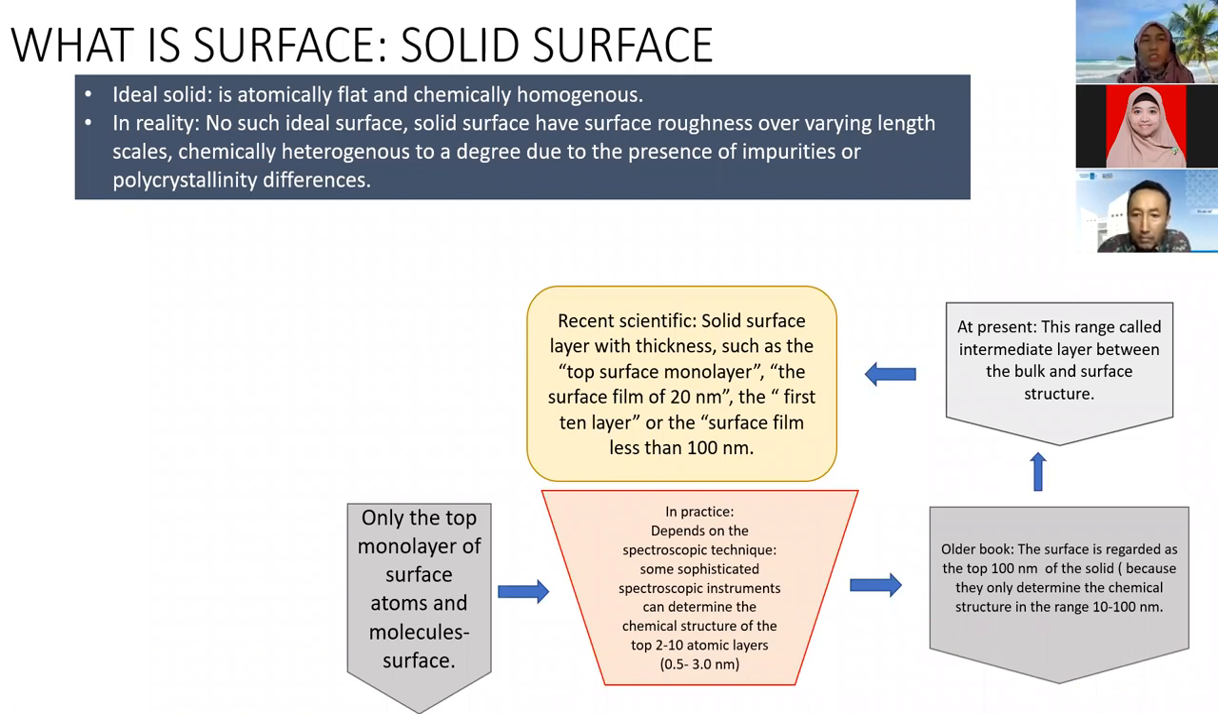In reality, no such ideal surface exists. No such smooth surface. All surfaces are not smooth, in whatever circumstances. Solid surfaces have surface roughness over varying length scales, and are chemically heterogeneous to some degree due to the presence of impurities or polycrystallinity differences. That is more to chemistry. So as a layman, you can think that on the surface there is something that makes the surface microscopically not smooth.